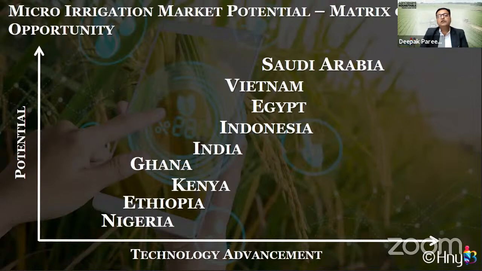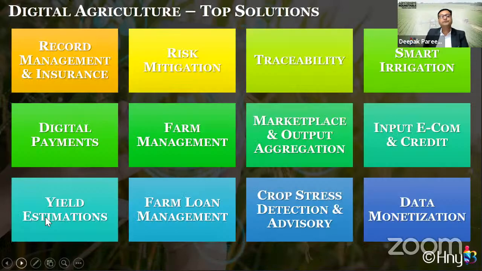So, potential versus technology advancement. You find that the highest potential happens to be in Saudi Arabia, but they typically need very high-end, technologically advanced services. Then Vietnam, Egypt, Indonesia, and India is somewhere in the middle. Then you have Ghana, Kenya, Ethiopia, and Nigeria, where the potential is also not very high. At the same time, they are not looking for very technologically advanced solutions.